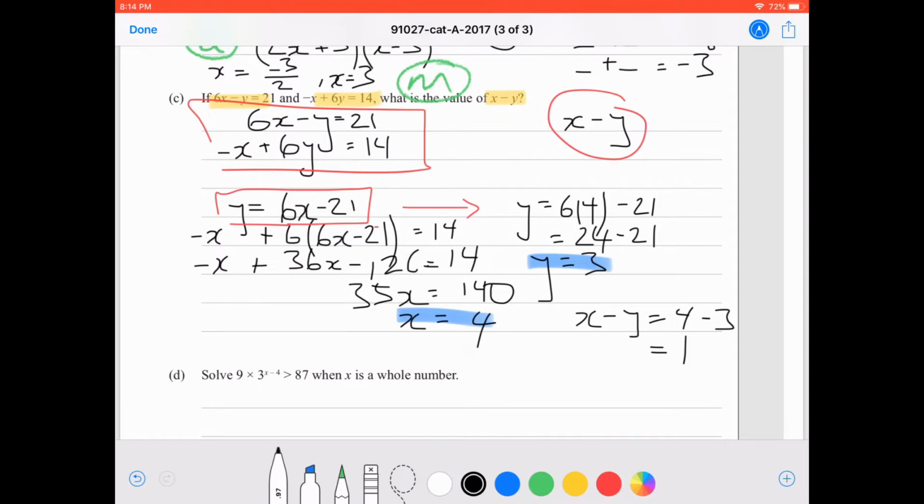X equals 1 here gets you the excellence grade. For your merit, solving for one variable, so either x minus 4 or y minus 3 gets you the merit. And you're achieved: correct combining of equations in one variable. So here you can get an achieved. Okay, let's keep going.